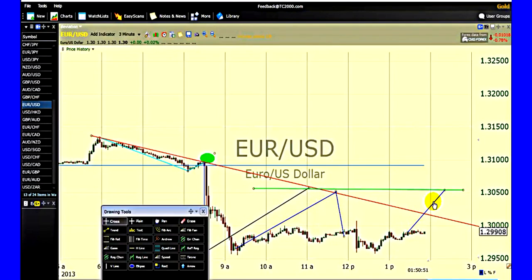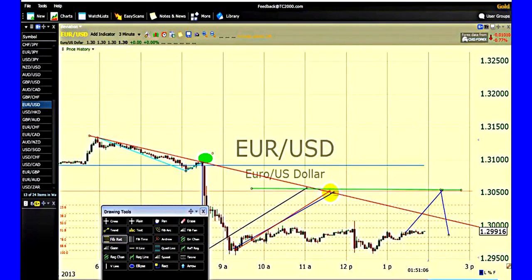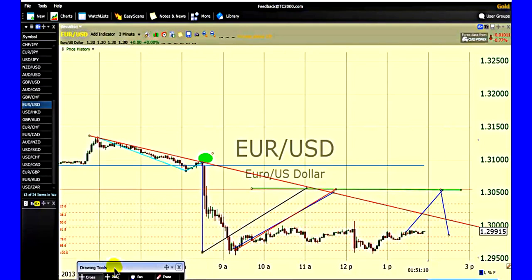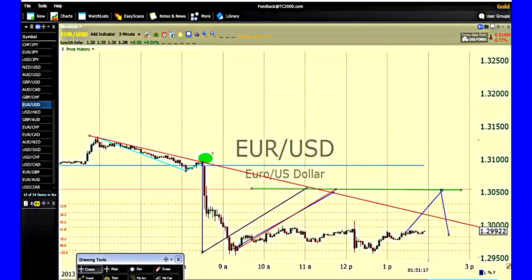We'll prefer to go to the green line here first before pulling back like 50%. If I use my Fibonacci drawing tool, it's a bit advanced trading, this one. So if you don't understand it, just replay the video or watch it again, whatever.